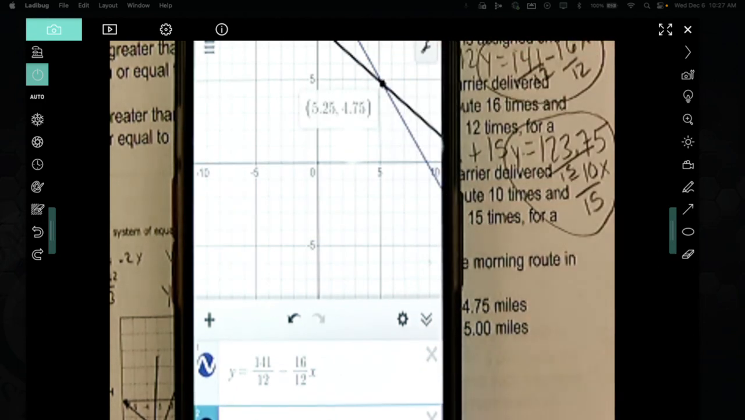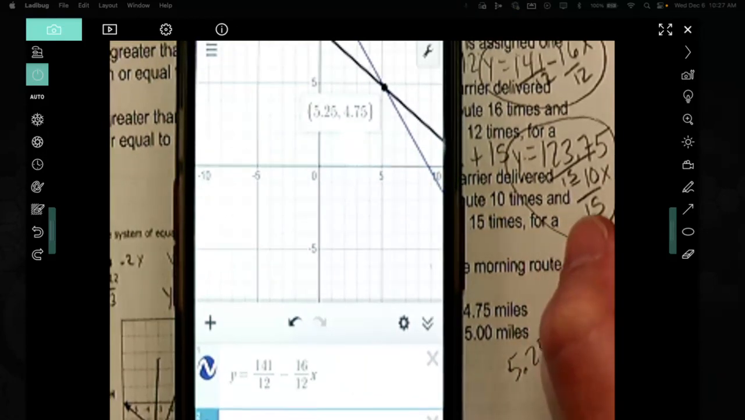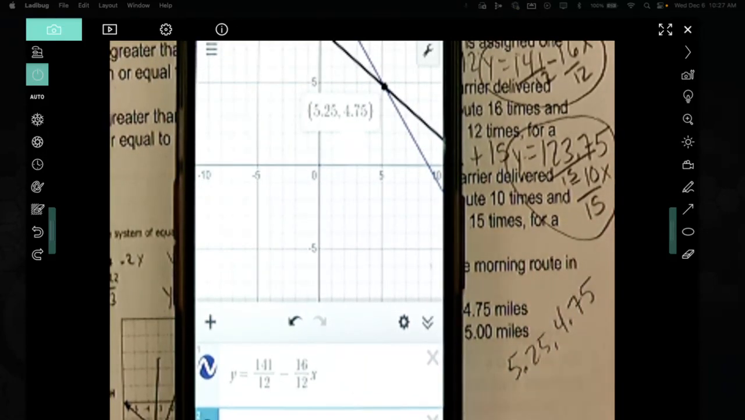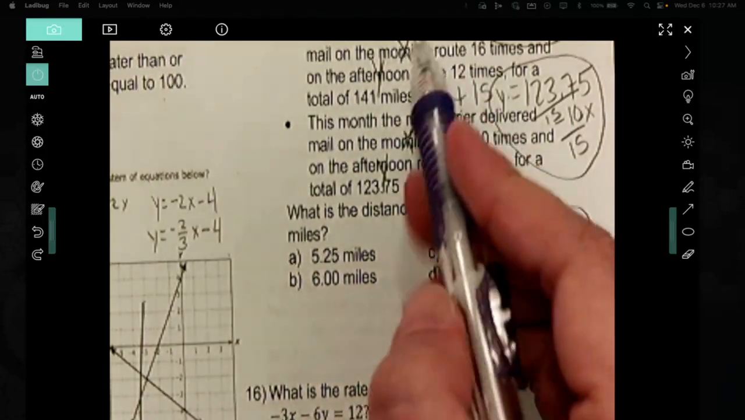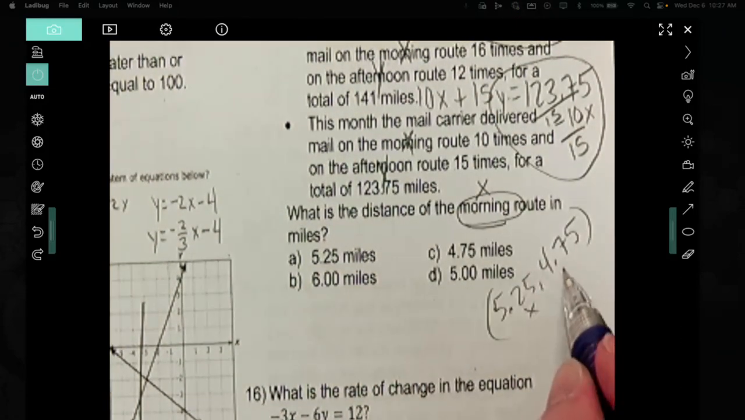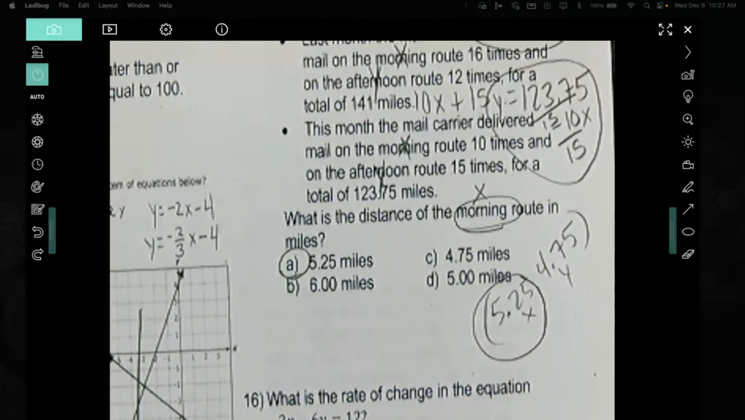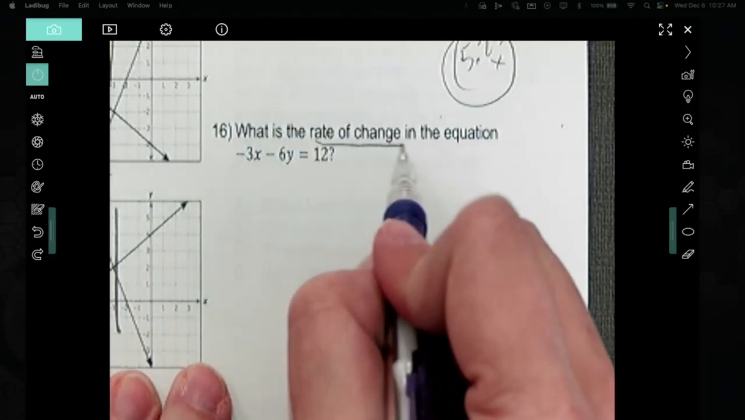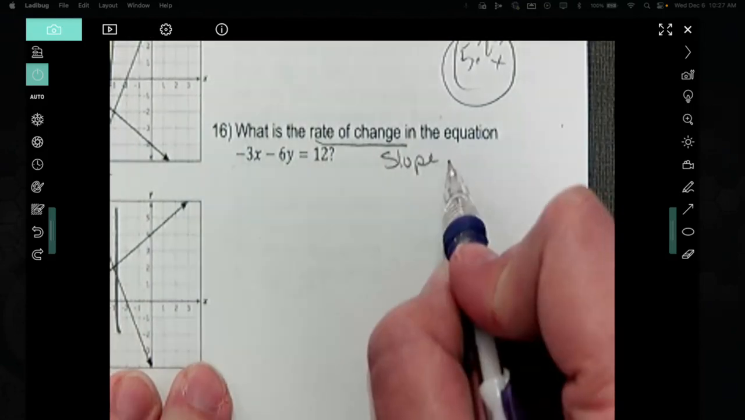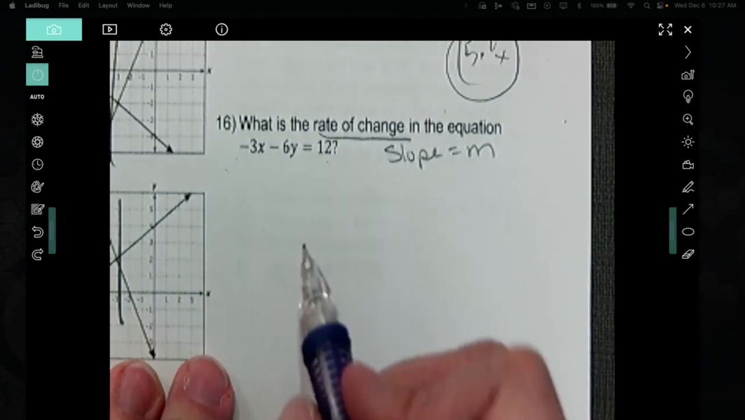I can tap. Now, I get 525 and 475. Both of those are choices. So we need to read carefully. What is the morning route? Well, my morning route was X. So that means our answer is, in fact, A. Okay. What is the rate of change? Rate of change is the same as slope. It is M. You cannot find rate of change from a standard form equation.